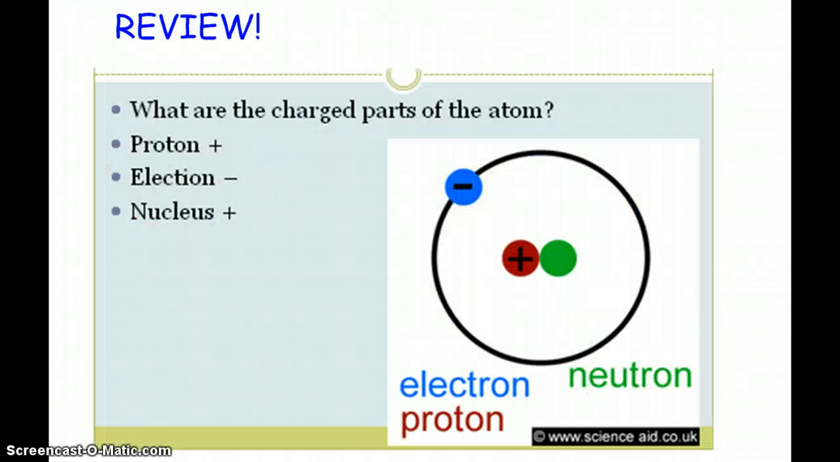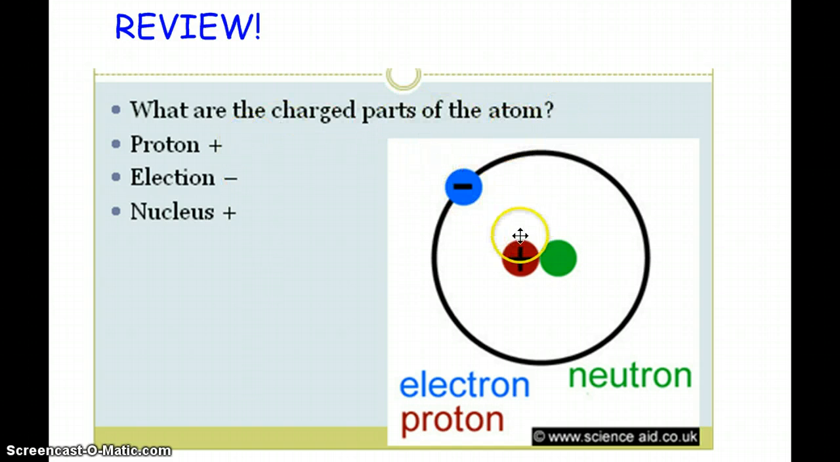So a bit of a review. We're going to need to know the parts of an atom here because that has to do with electricity. However, electricity is not made of matter because it does not have a volume. It does not have a mass. So it's not made of matter.